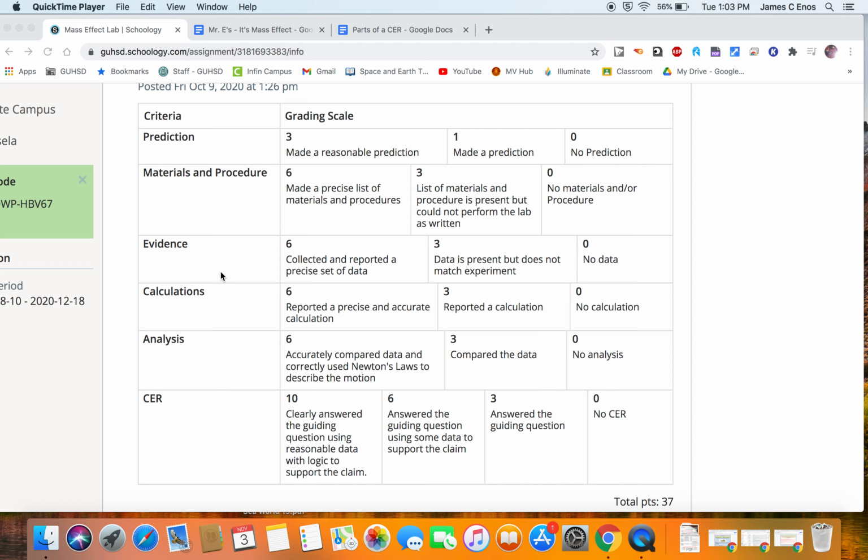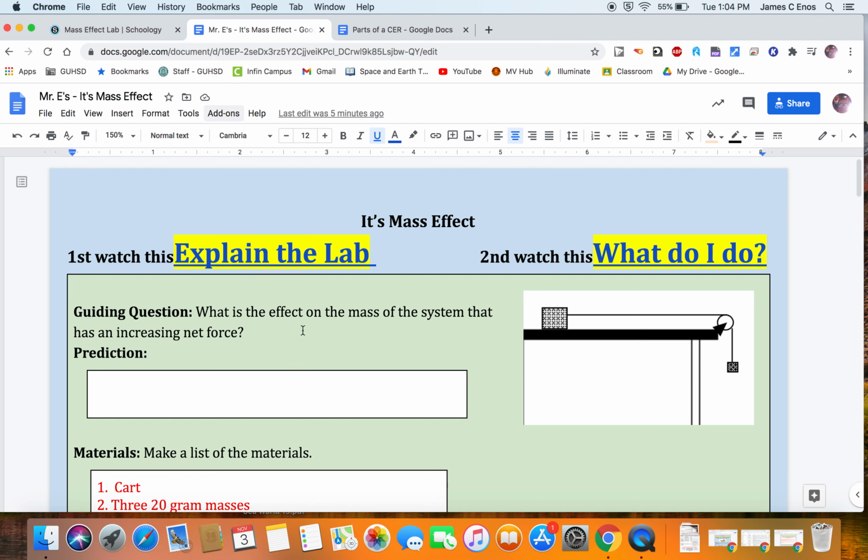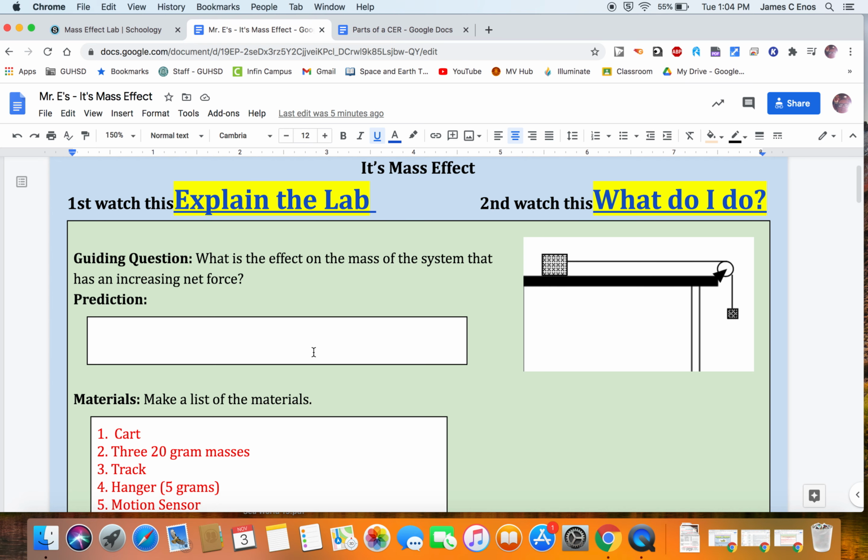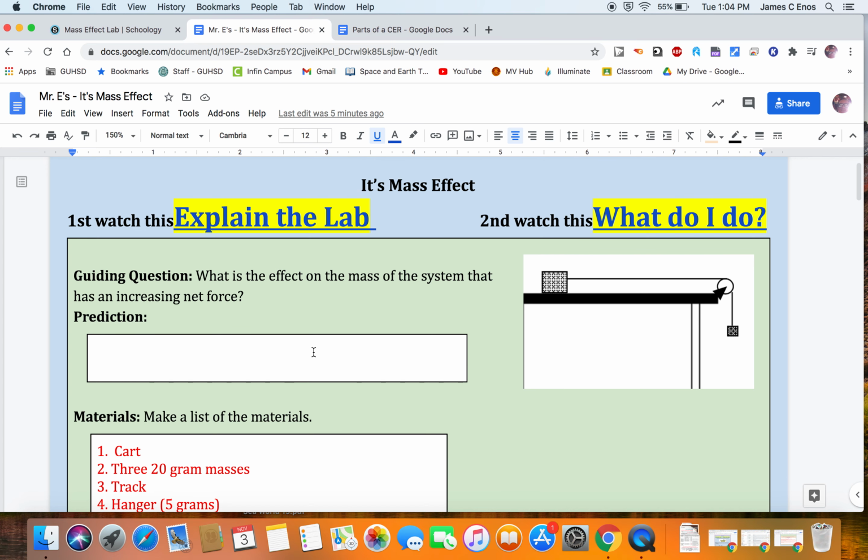For this Mass Effect lab, we have this rubric that you're going to be able to follow to see the points and the description needed to get what points. In the document, you're going to have this prediction. This is where I want you to make a reasonable prediction to the guiding question for this experiment: What is the effect on the mass of a system that has an increasing net force?